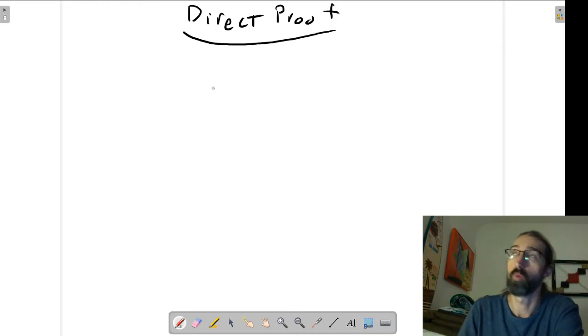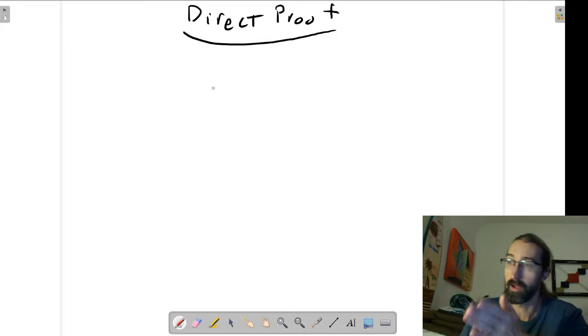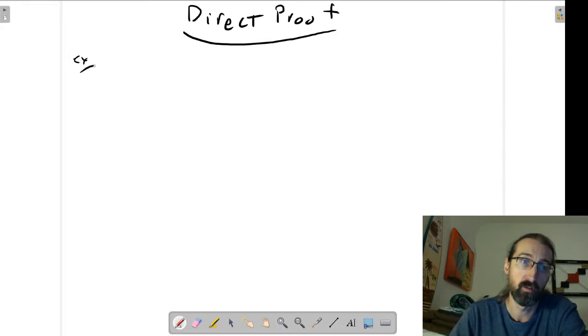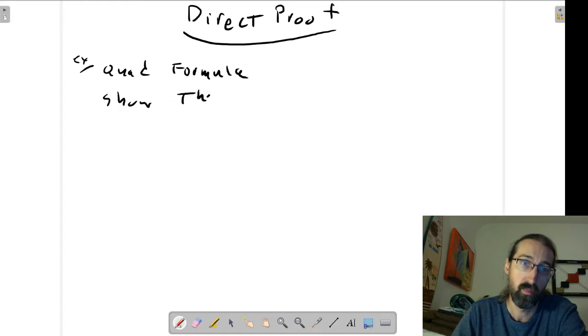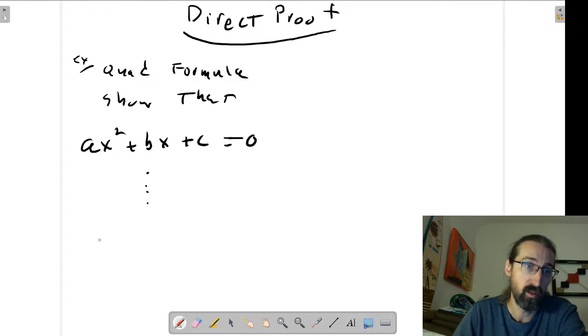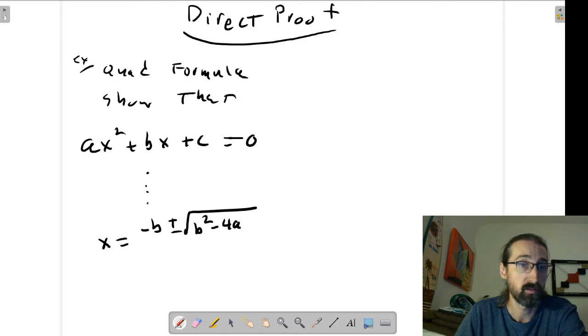Direct proofs are things where you show that something is true directly. A direct proof is like, for example, the quadratic formula. Right? Show that if you have an equation ax squared plus bx plus c equals 0, you show with your proof that x equals, what's our song? x is equal to negative b plus or minus square root b squared minus 4ac all over 2a. Very good, everybody. Very good. Sing the song. This is a direct proof.